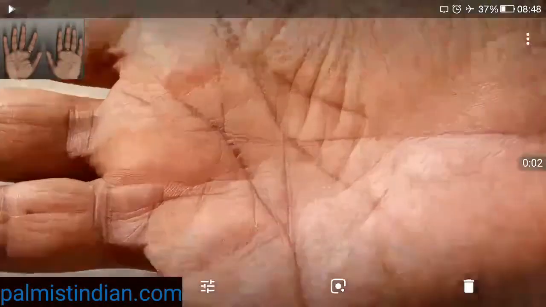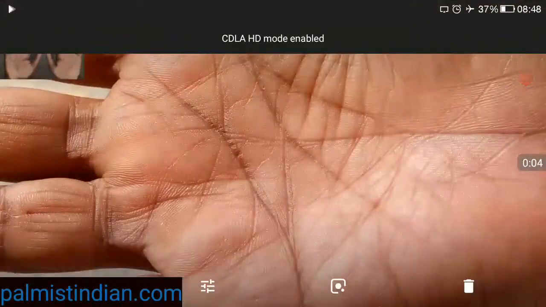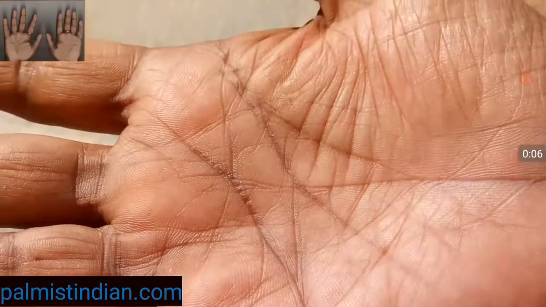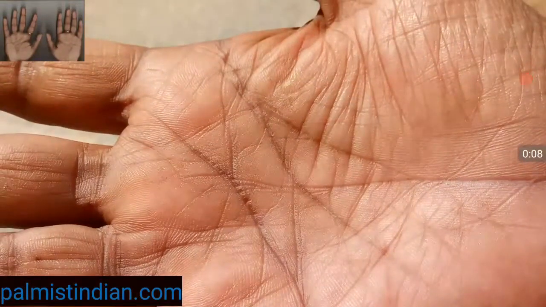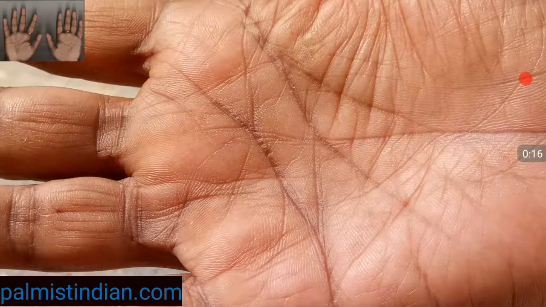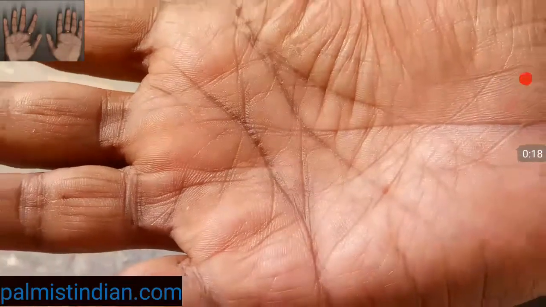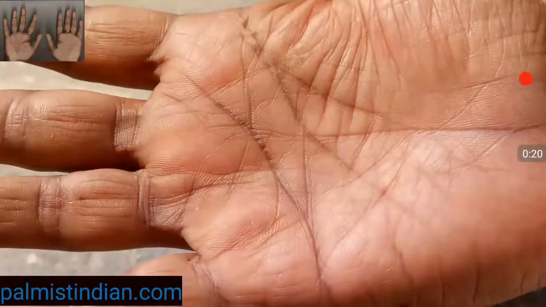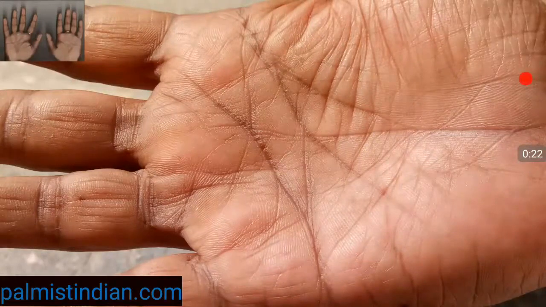Out here we are reading the hand of a person, and there are a few important lines we see here which are different from other hands. We are just going to deal with them first, and then we'll go on to the overall palm reading.